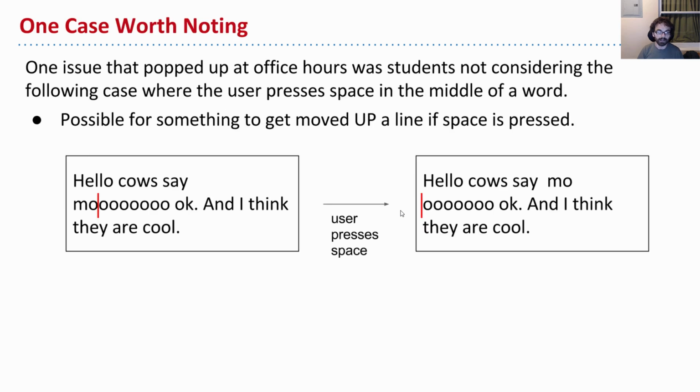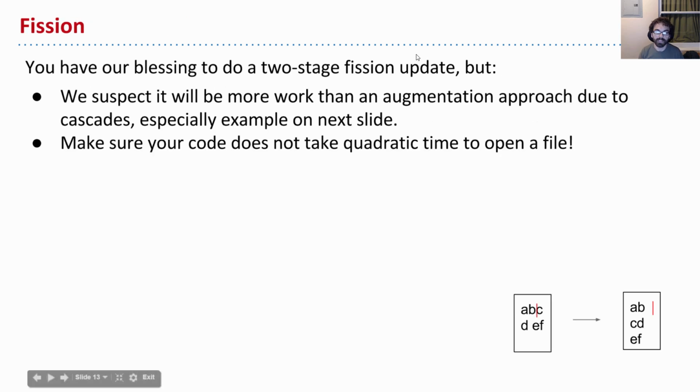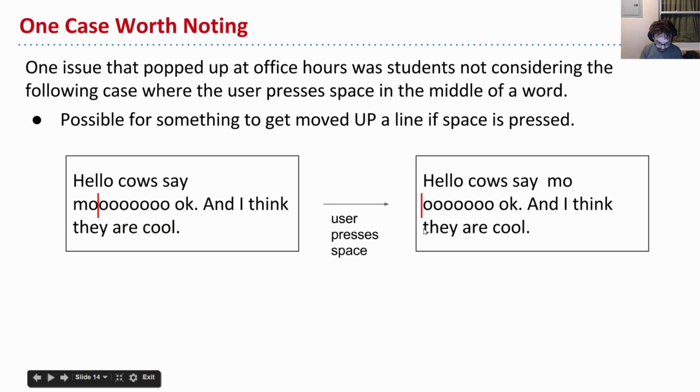Okay. So one issue that popped up at office hours that I think makes the augmentation approach especially potentially tricky, it's a little harder than it might seem at first, is the following case. Let's suppose we have "hello, cows say moo, and I think they are cool." If you press space right here, in that case, you've made "mo" short, so "mo" can actually get kicked to the line above. In other words, the naive approach is that when you press a key, if you don't count space, the only thing you're ever going to do is cause down propagation, but actually you can also cause an up propagation. And so that means that you need to think really carefully.